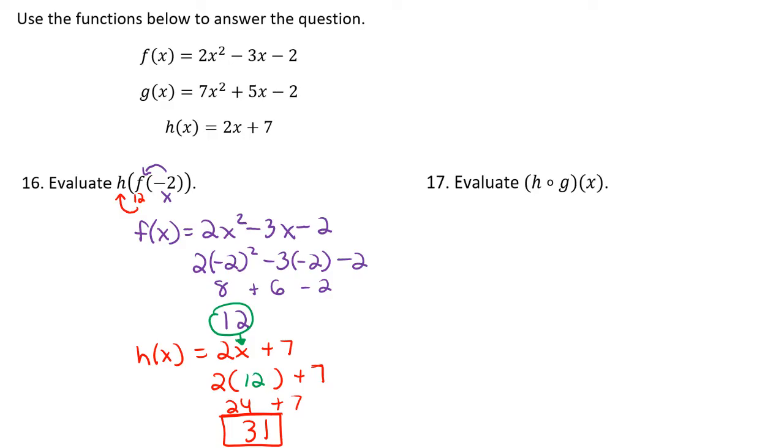Number 17 is also asking us to evaluate a composite function, but this time they did not give us the value for x. So what we're really creating is a new equation, a new function, a new polynomial. So once again, we're going backwards. We're doing g first and then h. I always like to set up like this. I can write g first, 7x squared plus 5x minus 2. And then I have h after that.